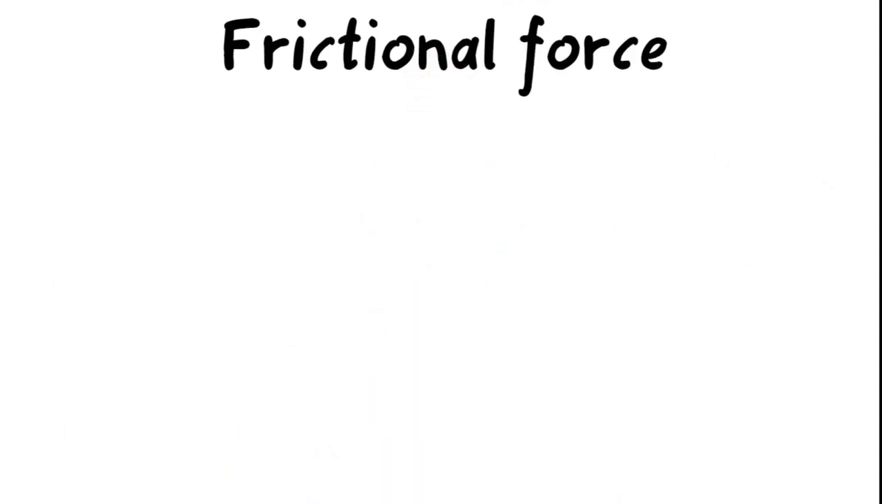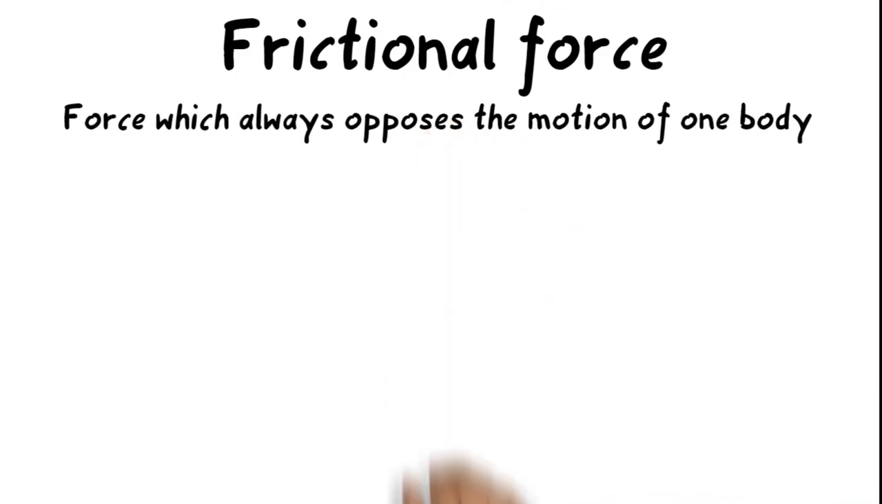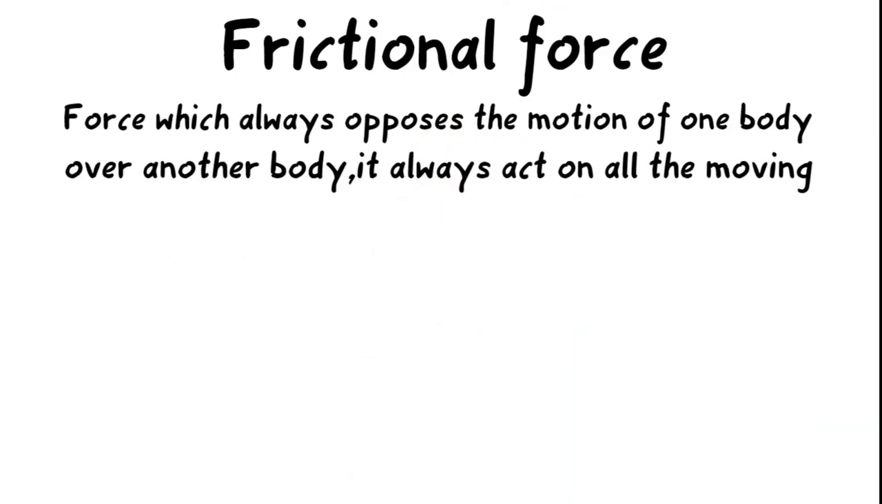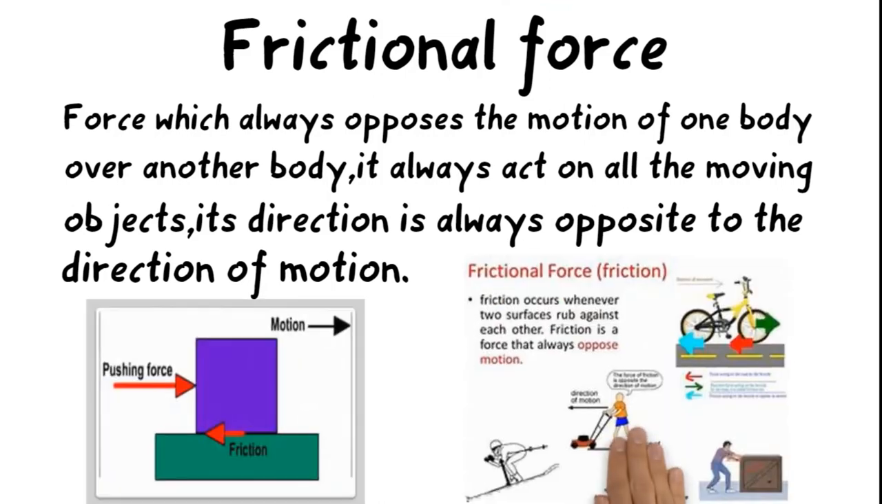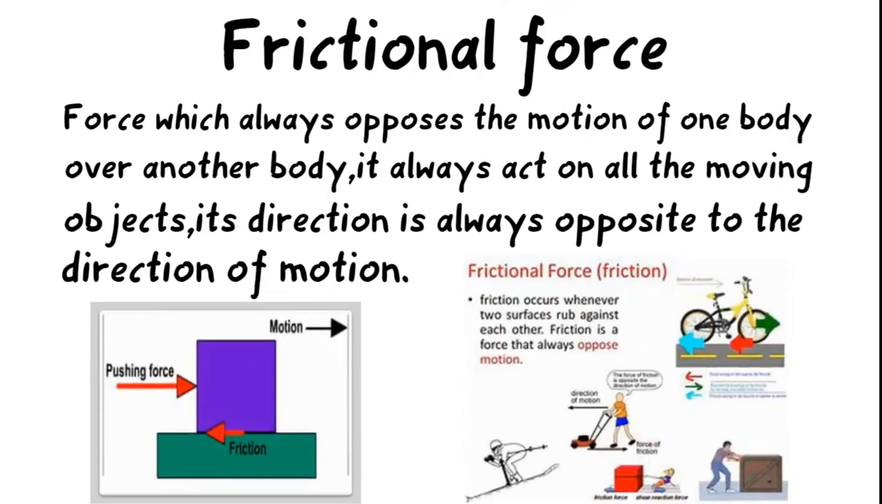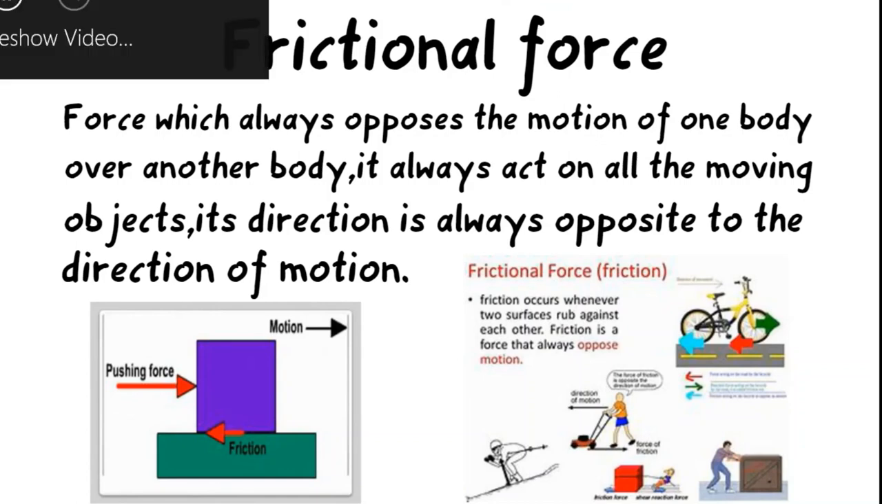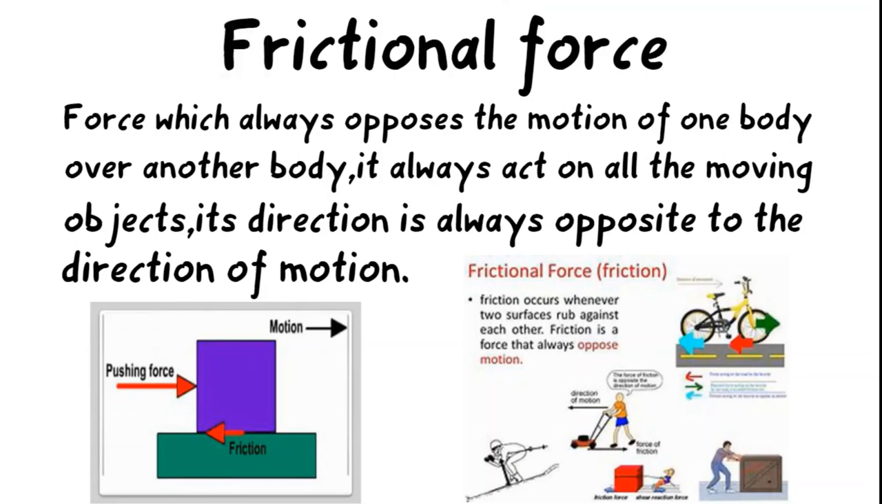Next, frictional force. Force which always opposes the motion of one body over another body is called frictional force. It always acts on all the moving objects. Its direction is always opposite to the direction of motion, as you can see in the given picture. Frictional force is also known as friction or force of friction.